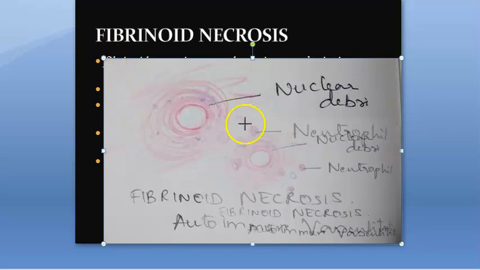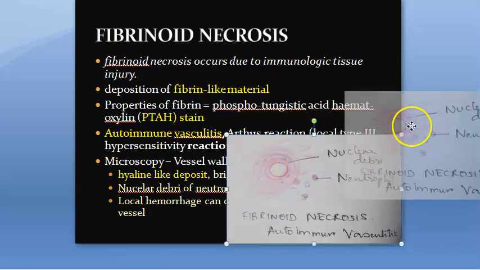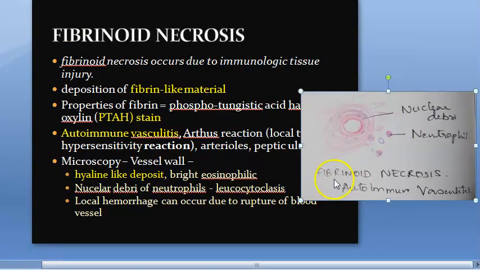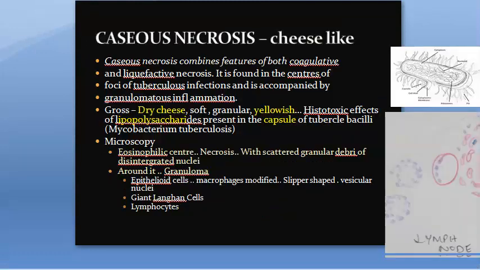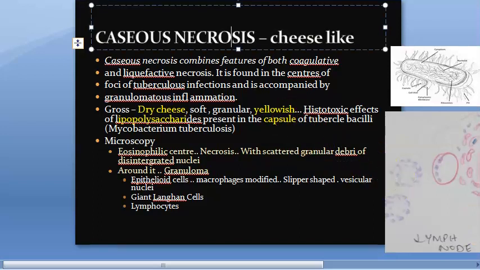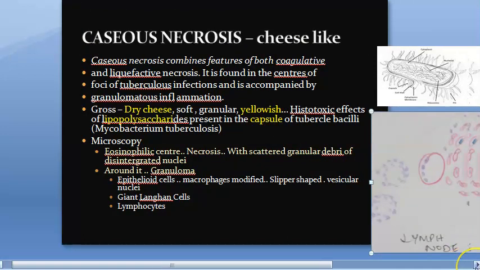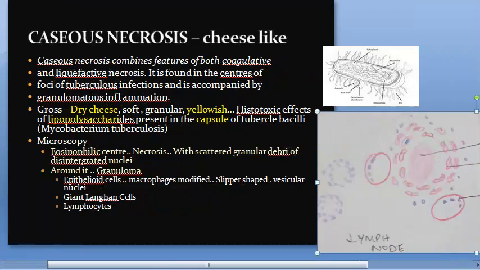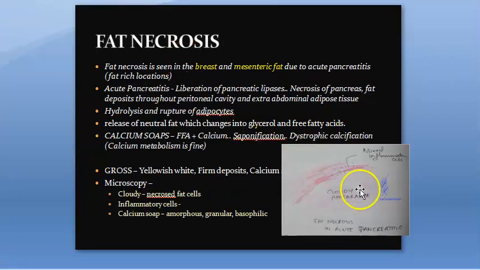I think fibrinoid necrosis is not that important. The most important necrosis for the exam are caseous necrosis and fat necrosis, guys. So let's look at these again. Caseous necrosis: dry cheese, lipopolysaccharides present in the capsule of tubercle bacilli. Then you will draw the diagram with the granuloma. Fat necrosis, you will draw the cloudy appearance and calcium soap. Most important.